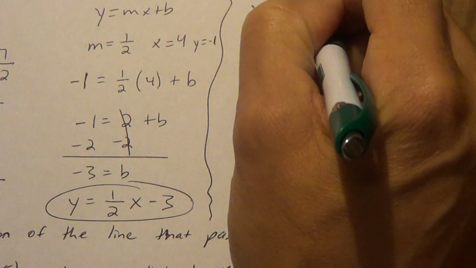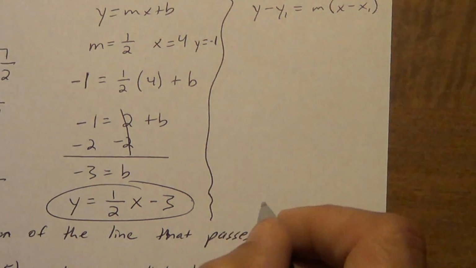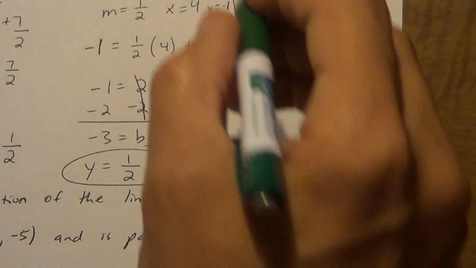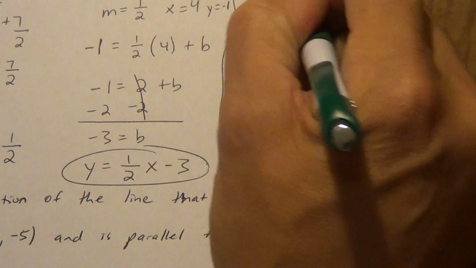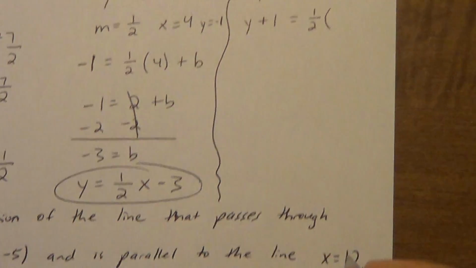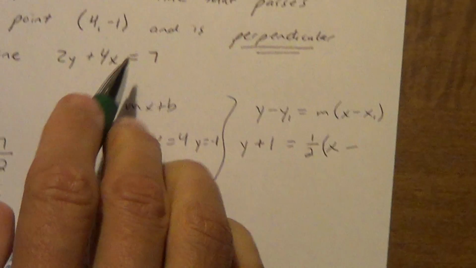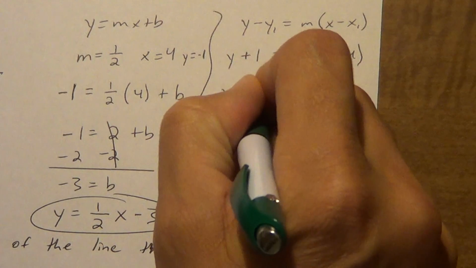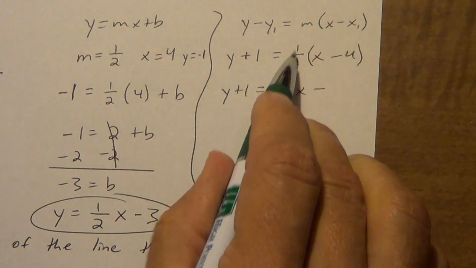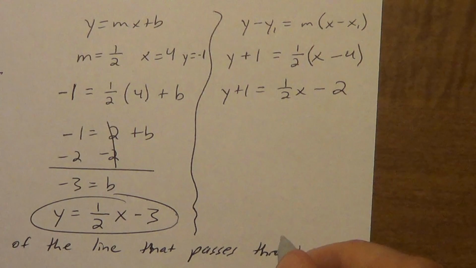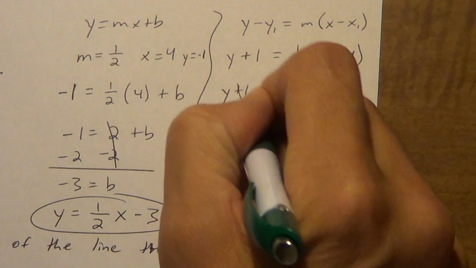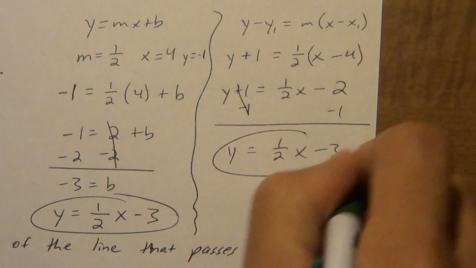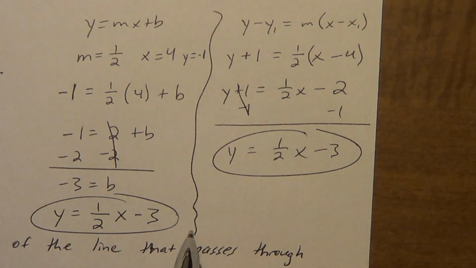Okay, let's do it in point slope form. y minus y1 equals m times x minus x sub 1. y minus, right here, -1. Well, minus a negative is positive, so y plus 1 equals m, which is 1/2, times x minus, remember the x value is 4. We're going to distribute: 1/2 x minus, what's 1/2 times 4? It's 2. Subtract 1 here and here, these cancel. y equals 1/2 x minus 3. Notice I get the same exact answer either way.